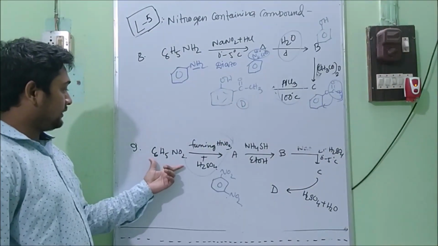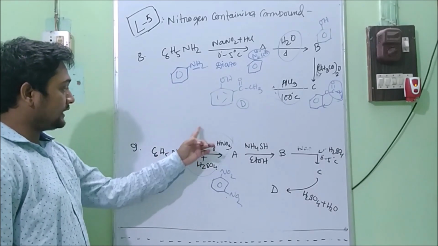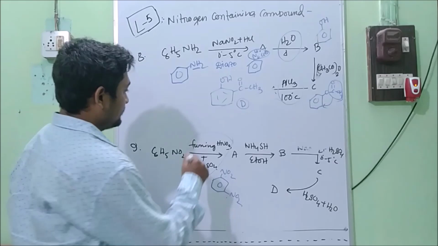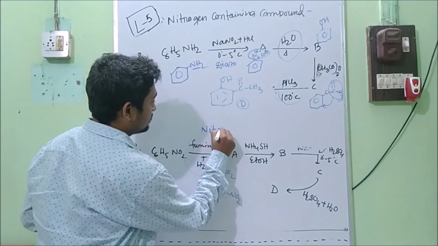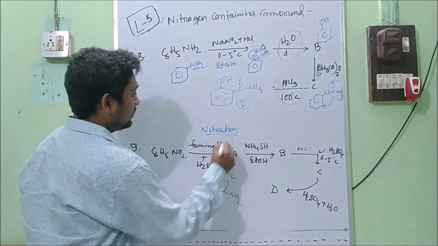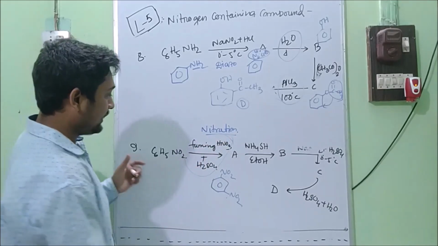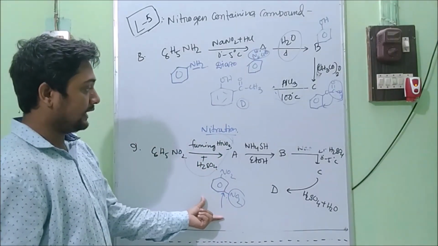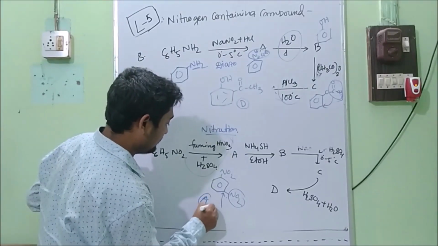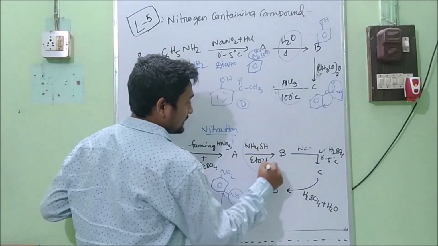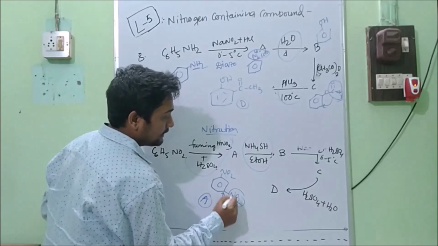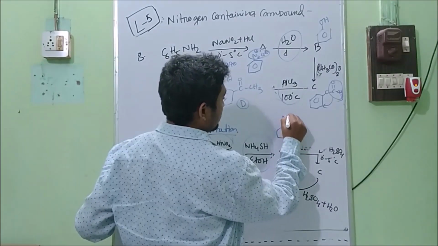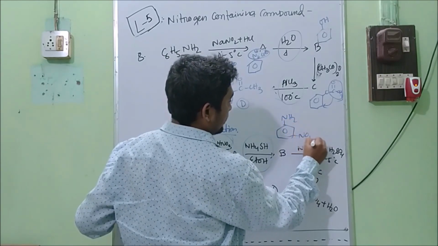In this reaction, this is nitrobenzene, and on reaction with HNO3 and H2SO4, that is a nitration reaction. So in this reaction, what will happen? Another NO2 group will attach at the meta position. So that is meta dinitrobenzene, that is A. Now if we use this reagent, then one of them will convert into an NH2 group. So the structure of D will be NH2 and NO2.